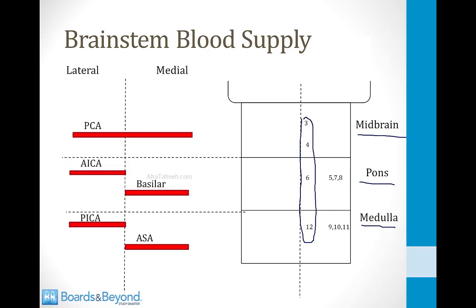Over here on the left side of the screen, I've drawn the major blood vessels that supply each level. Now, there are more vessels than the ones I've drawn here, but these are the ones responsible for most of the clinically important stroke syndromes. So the PCA causes most of the stroke syndromes in the midbrain. In the pons, the basilar artery gives a medial stroke syndrome, whereas the AICA gives a lateral stroke syndrome. In the medulla, the PICA gives a lateral stroke syndrome, whereas the anterior spinal artery gives a medial stroke syndrome.